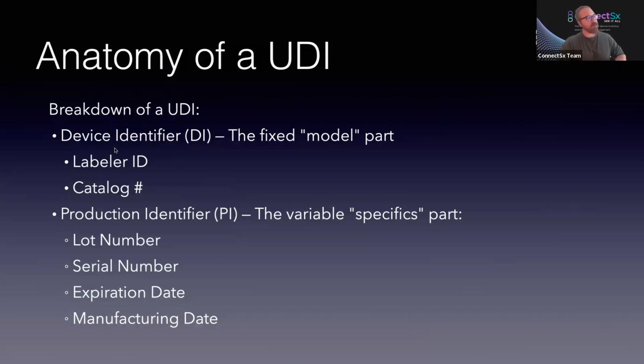So a little bit more of an enduring part of the DI or part of the UDI. And then production identifier. And this is the more variable portion of the UDI that gets assigned when the device is actually produced. And this will contain the lot number, serial number, expiration date, manufacturing date. And so this also means that the PI will vary from company to company.